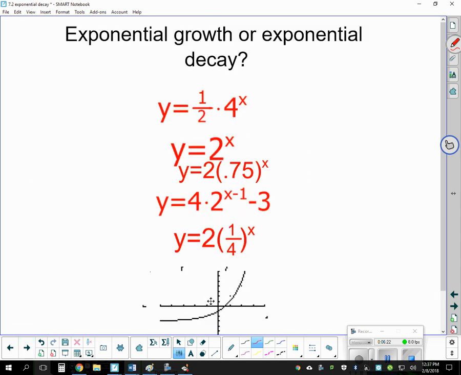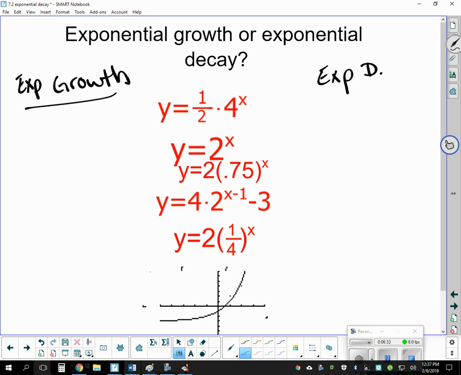I have a bunch of examples on your paper. I have a column that says exponential growth, and I have a column that says exponential decay, and I just want you to copy the examples where they go. So we're going to look at them one at a time, equations and graphs. First one, we have an initial amount of 1/2. We have a growth factor of 4. It's definitely exponential. It has an x in the exponent.